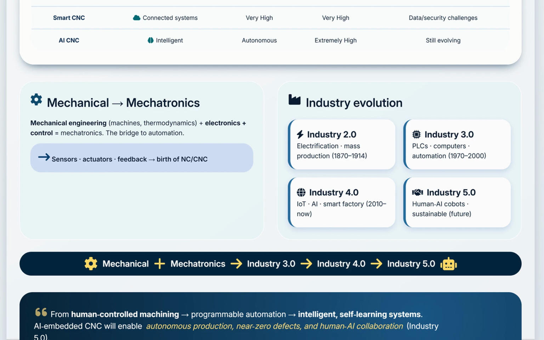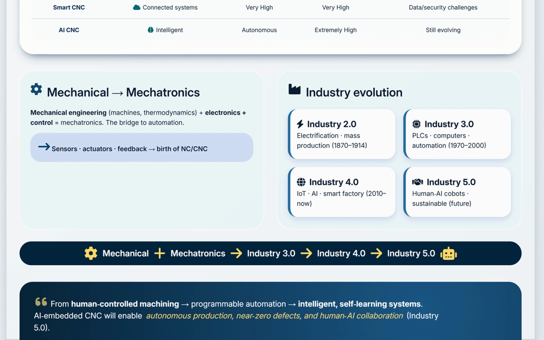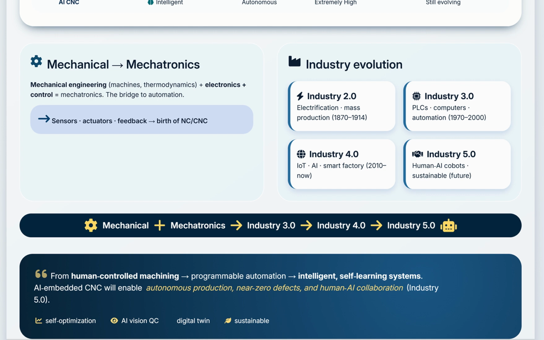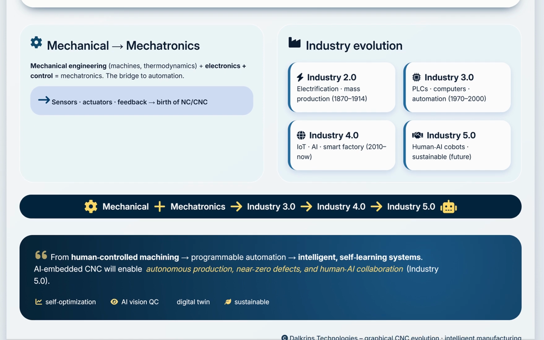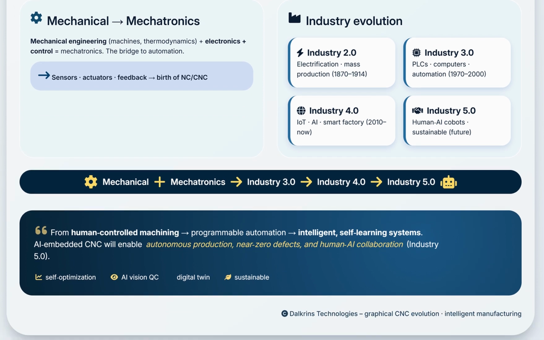Now there is one which is upcoming. Maybe the future will be called industry 5.0, because here there is the aspect of human, AI and robots. To summarize, when you put mechanical systems and mechatronic systems together, you create industry 3.0. Then from industry 3.0 it will advance to industry 4.0 and beyond. So this is a simplified overview of CNC evolution and mechatronics evolution.